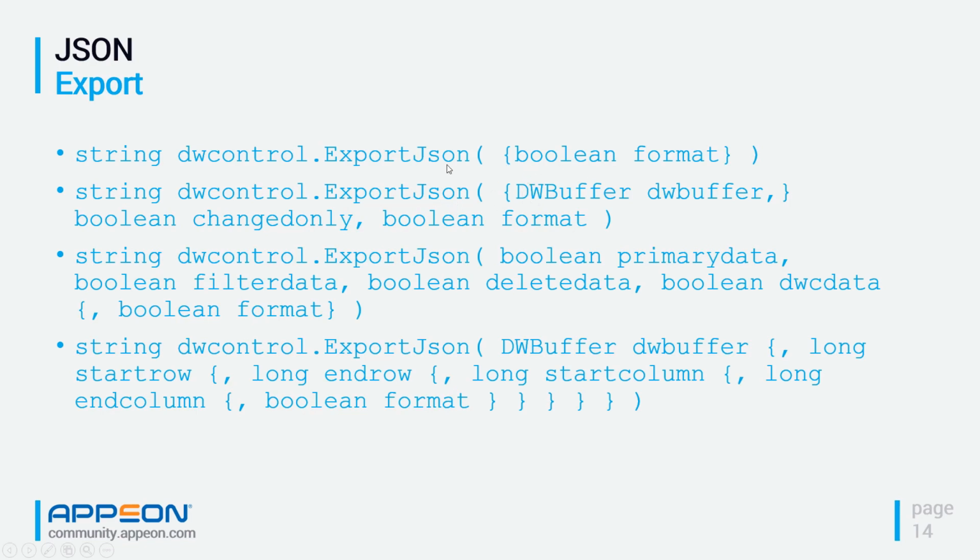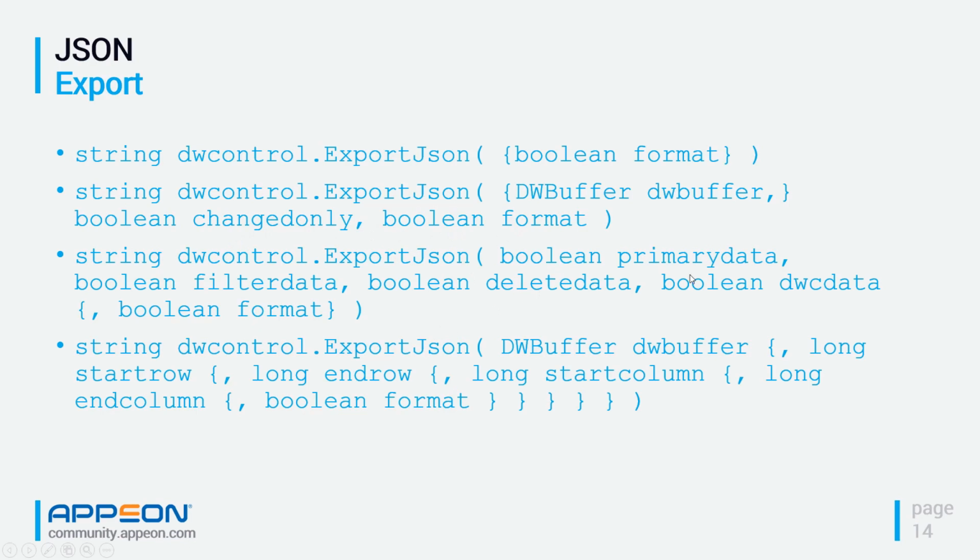For this first one, that's all you're providing, and what you get is all the data in the primary buffer in the particular format you asked for. The second version allows you to indicate that you want the data for a specific buffer, either primary, filter, deleted, or DataWindow children, I imagine. The Boolean here indicates whether you want all the rows that were in that particular buffer, or only the rows in that buffer that actually have changes in them. So if you've sent 10,000 rows from the server down to the client, and the user updates 1, you don't have to send all 10,000 back. You just send back the 1 row the user actually changed.